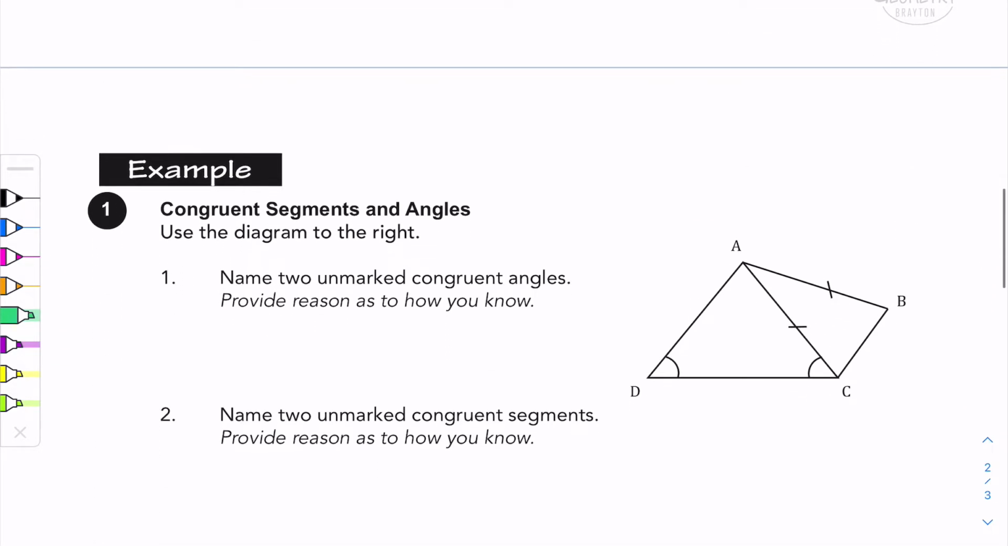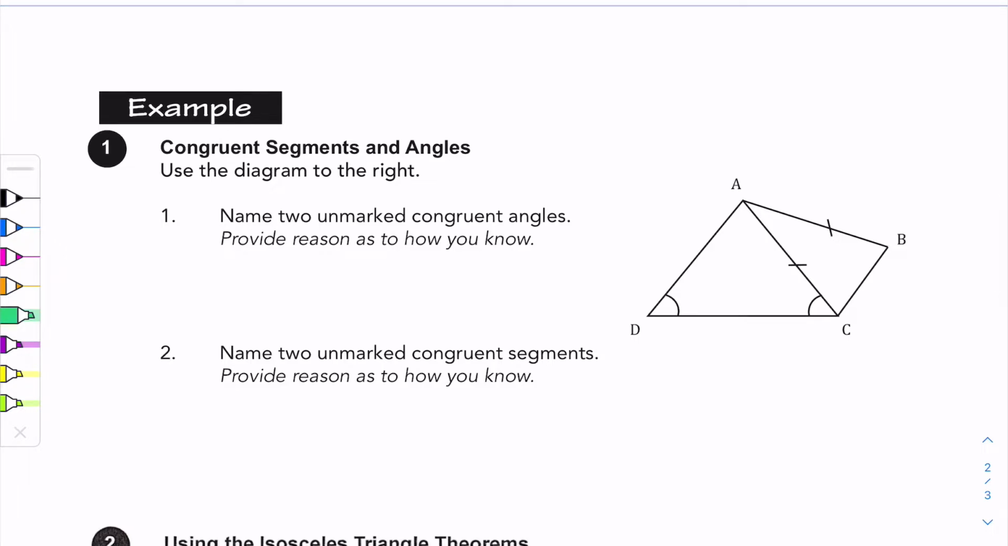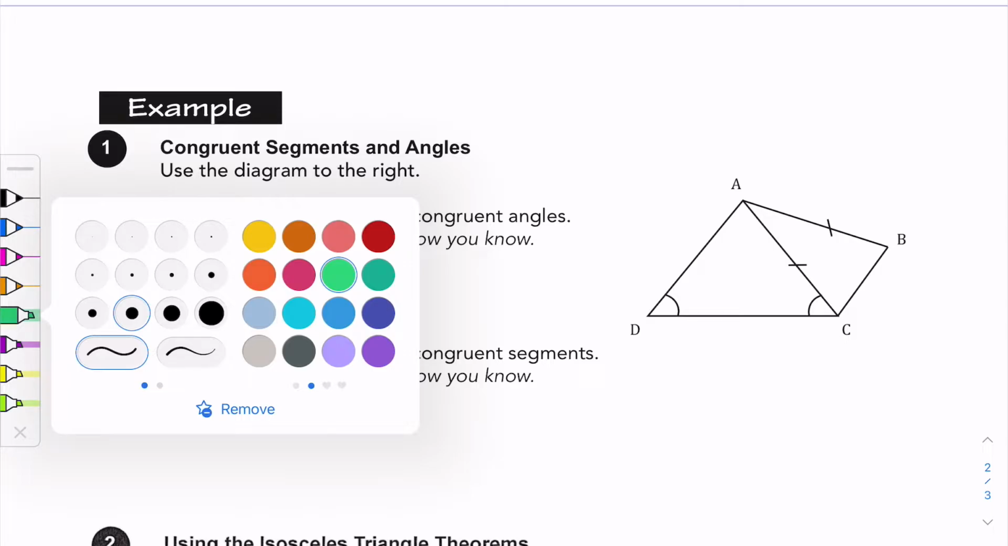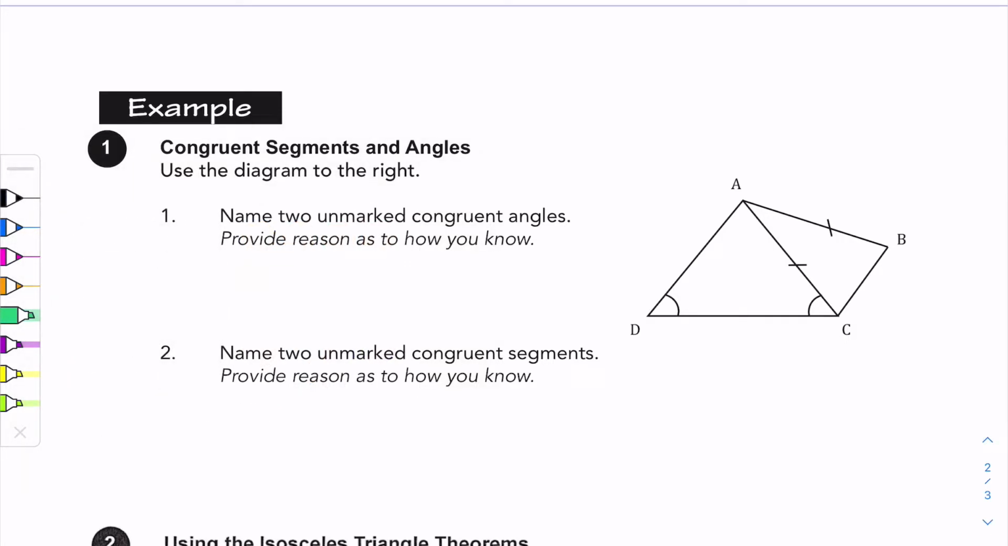Okay, moving on to the examples. The first example, we need to name two unmarked congruent angles. So we're going to look at this diagram. And I'm going to notice that right here, we have an isosceles triangle. I recognize that we have an isosceles triangle because I see that I have two congruent legs. If I have two congruent legs and I draw an arrow off of these, I know that my base angles must be congruent.